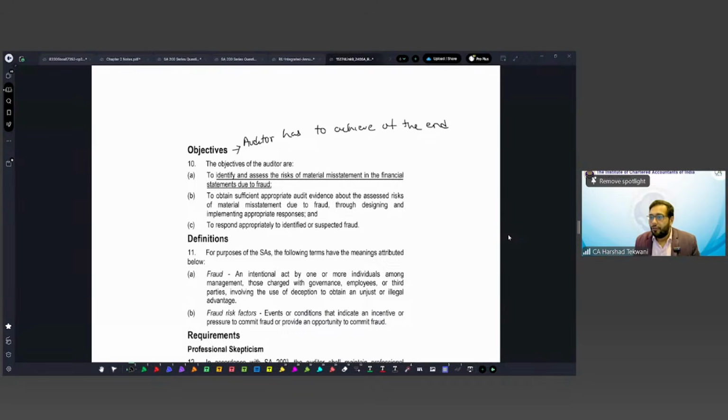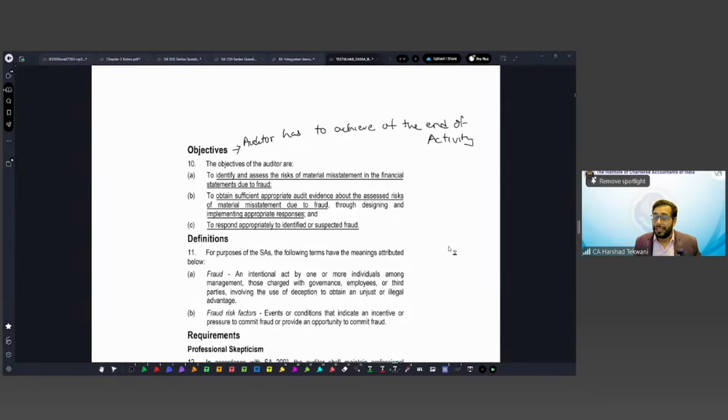And not end of audit, but end of activity. Whatever we are doing, that activity. Second, to obtain sufficient and appropriate audit evidence about the assessed risk of material misstatement due to fraud by designing and implementing appropriate responses, and to respond appropriately to identified and suspected fraud.